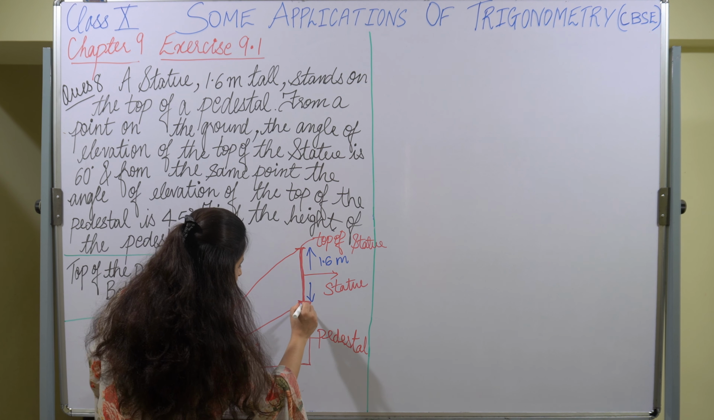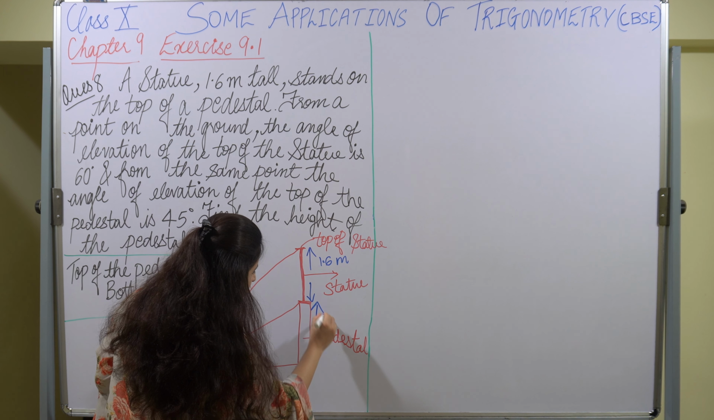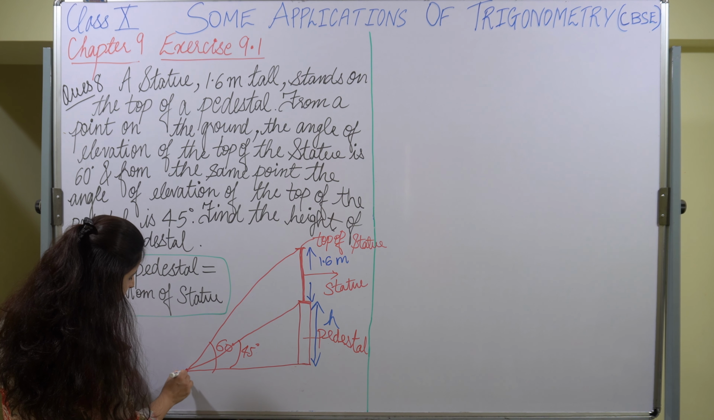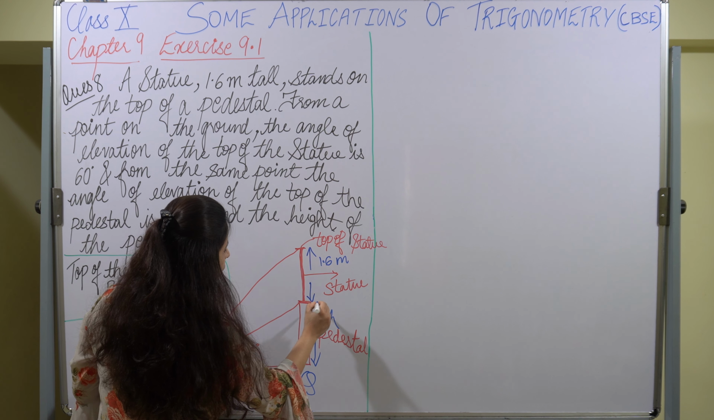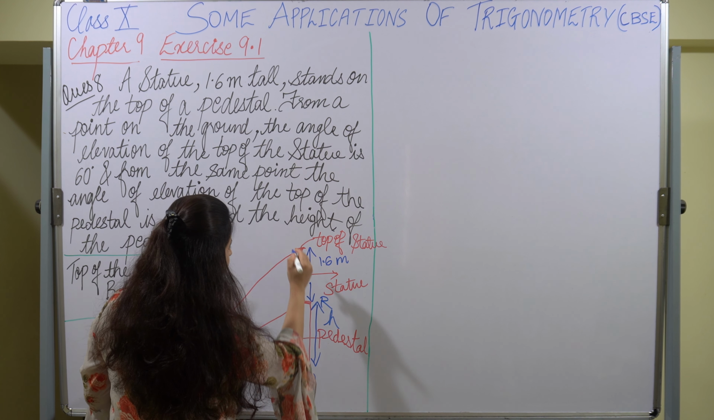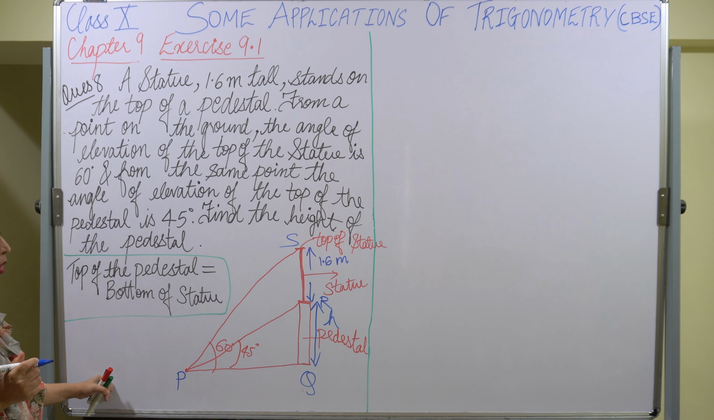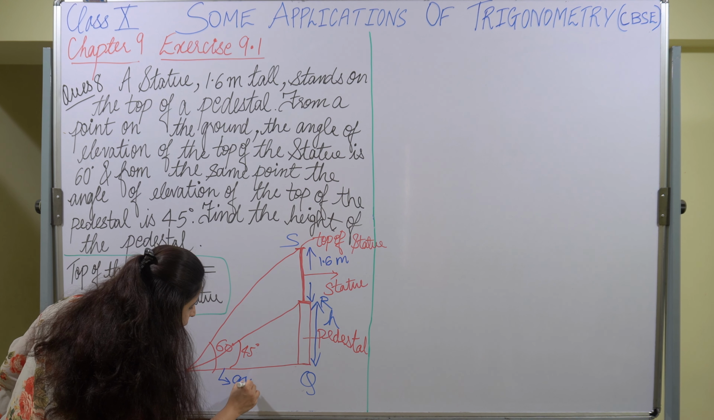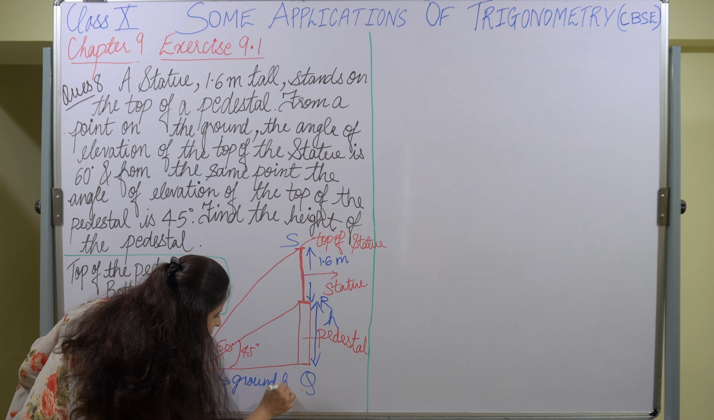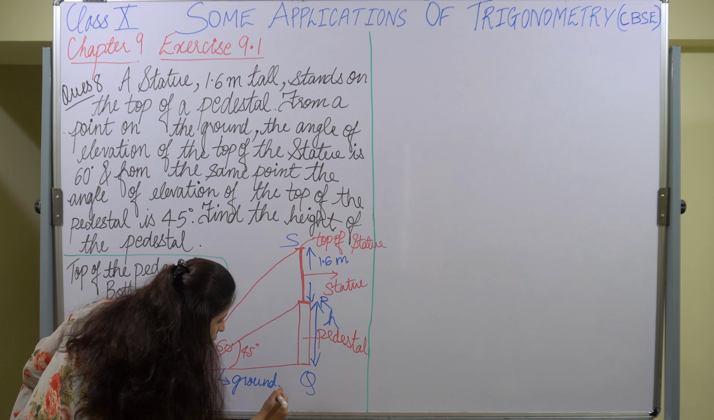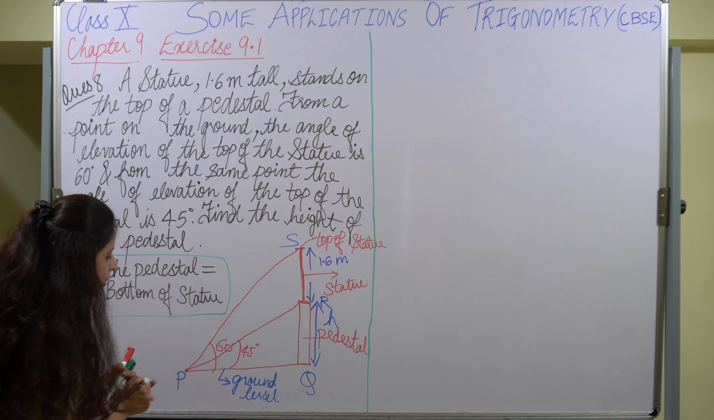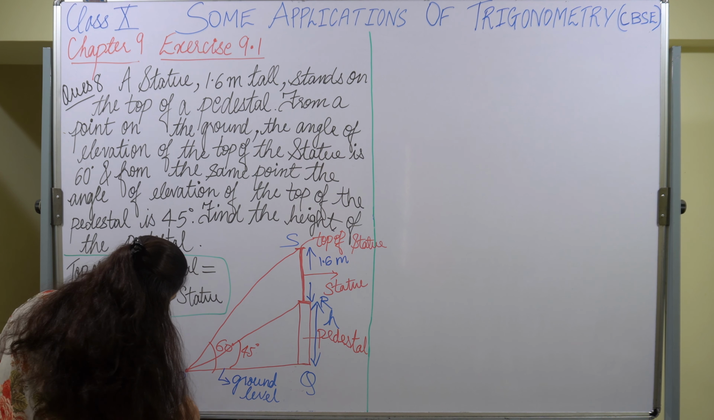So let us say this is the height of the pedestal. Let us mark it to be H. We have to mark all the points also. Let us take these points to be P, Q, R and S. So we also don't know the ground level distance. So we will be taking the ground level distance to be X.